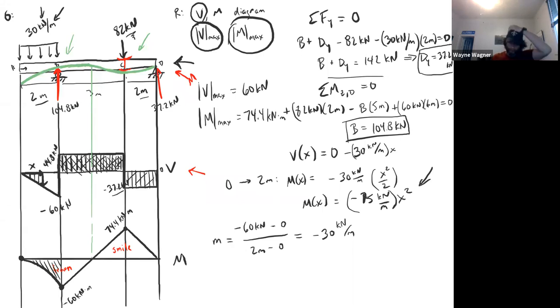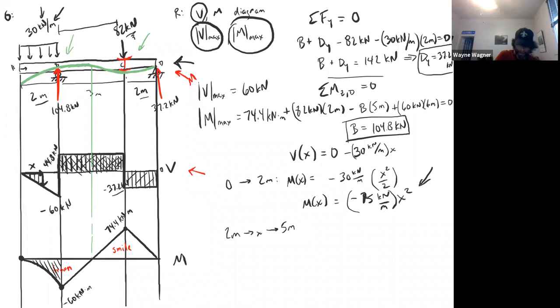So then if we wanted any other lines in this thing, we could do it pretty simply. For example, let's suppose we want from x equals 2 meters to 5 meters. So that's this section here. If we wanted the equation of the shear, V of x, that's 44.8 kilonewtons.